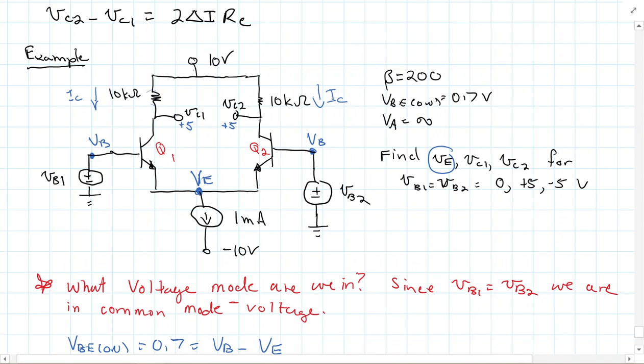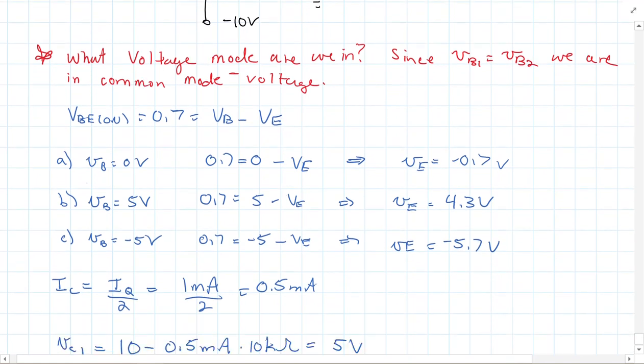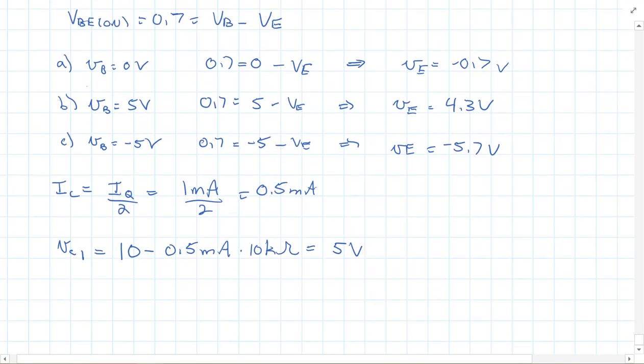Now it turns out you can change the base voltage to whatever you want to, and that's not going to change because my biasing current is 1 milliamp. So I got 1 milliamp still coming down through here because I'm in common mode. But the thing that will change here, and we can look at it here, is, well, VC1, so for A, B, and C, VC1 is 5 volts.